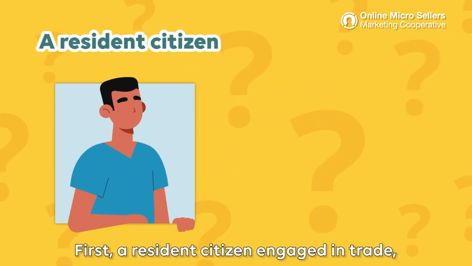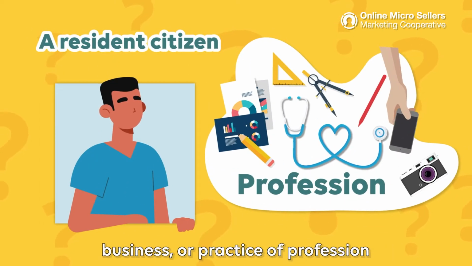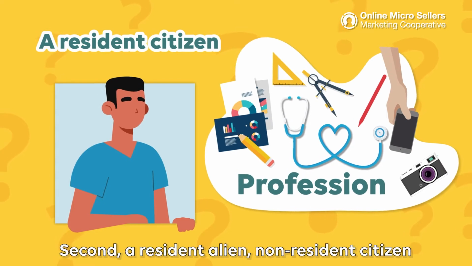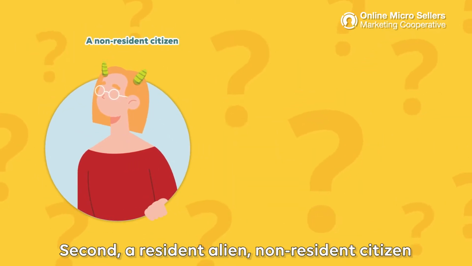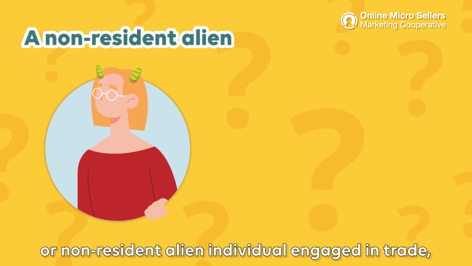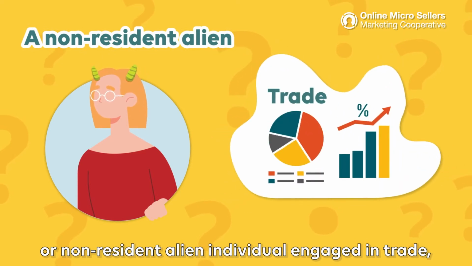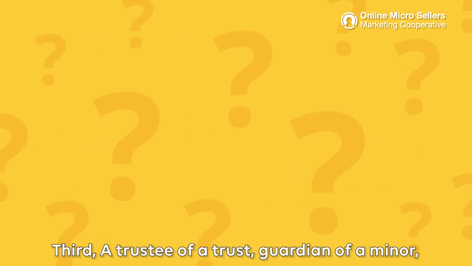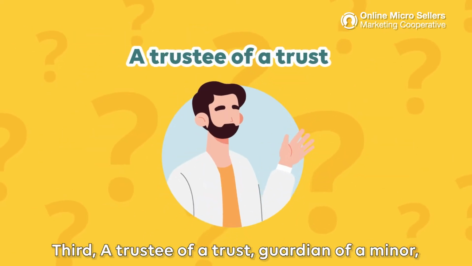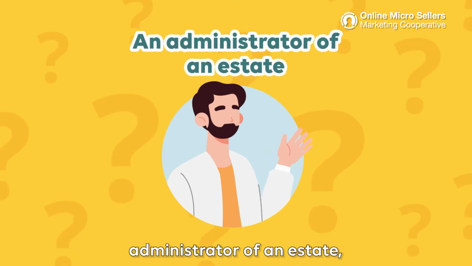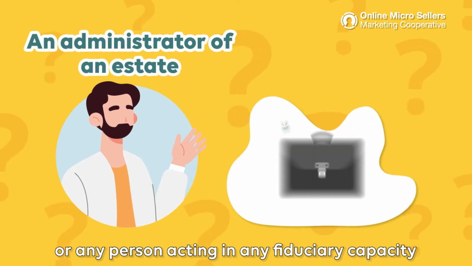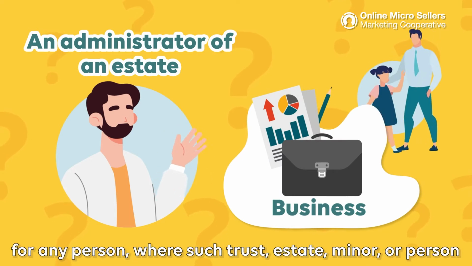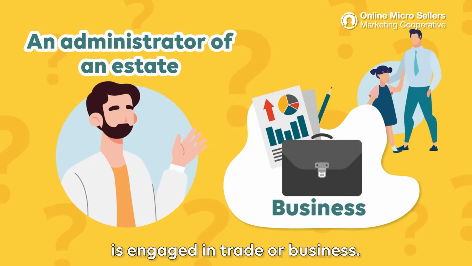First, a resident citizen engaged in trade, business, or practice of profession within and without the Philippines. Second, a resident alien, non-resident citizen, or non-resident alien individual engaged in trade, business, or practice of profession within the Philippines. Third, a trustee of a trust, guardian of a minor, administrator of an estate, or any person acting in any fiduciary capacity for any person where such trust, estate, minor, or person is engaged in trade or business.